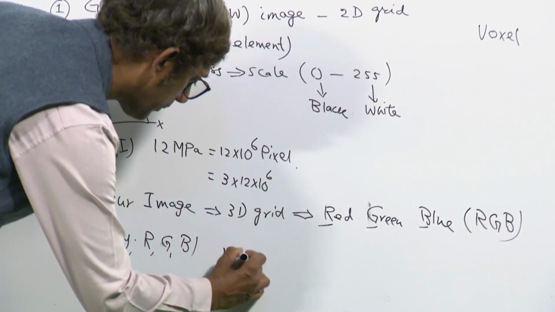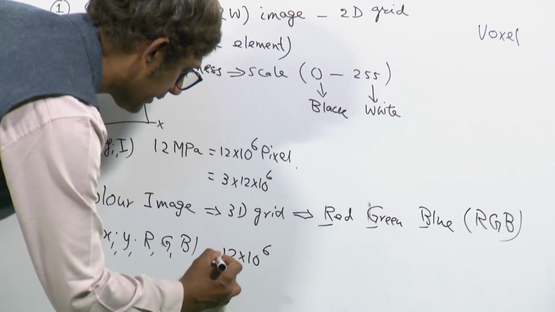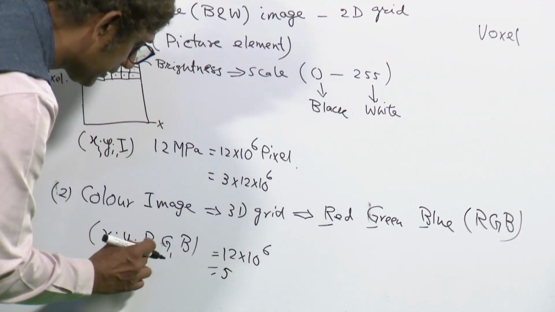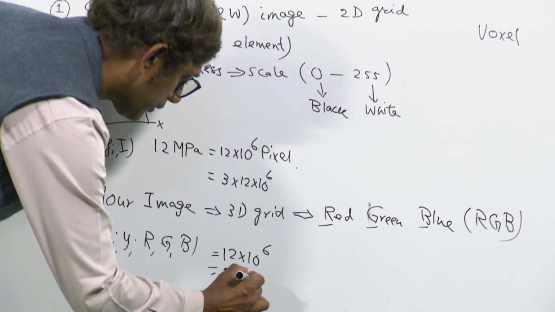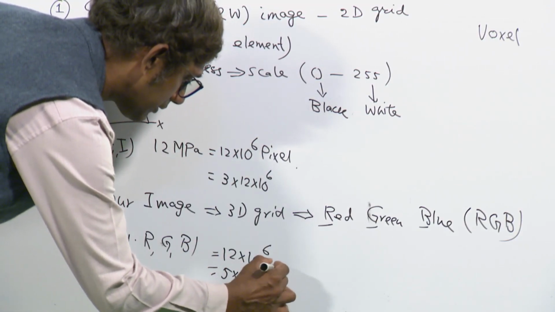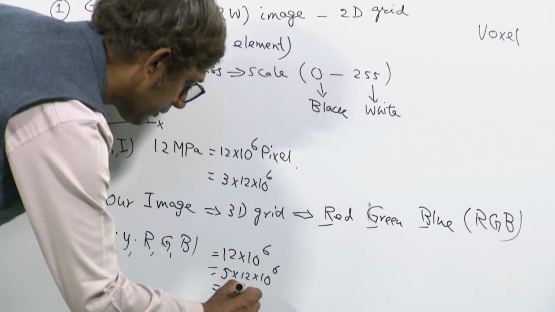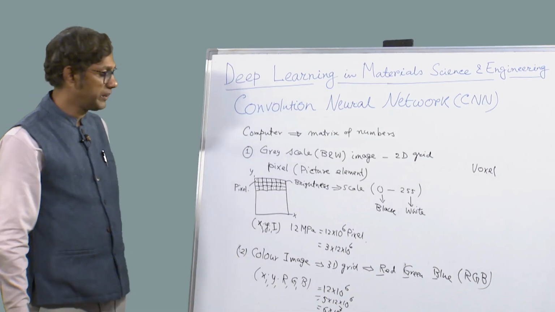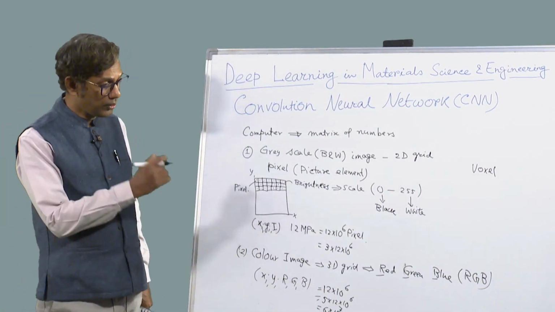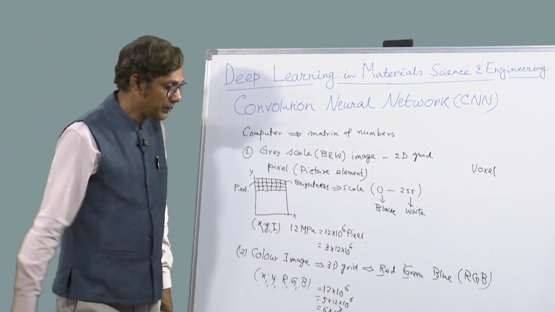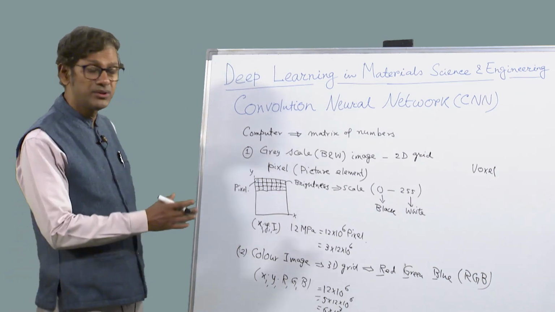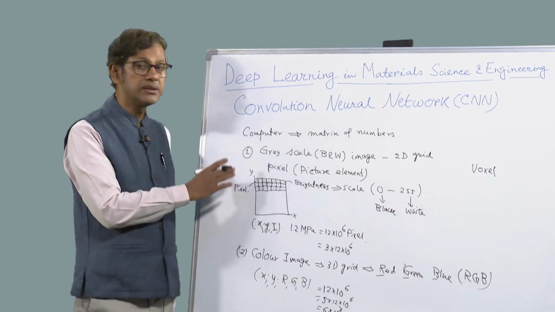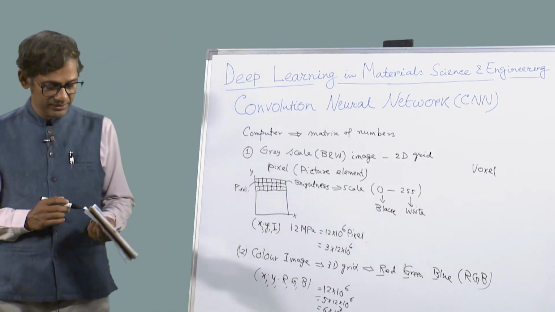So, 12 into 10 to the power 6, and each element, this is the pixel element, each element has 1, 2, 3, 4, 5. So, 5 into 12 is 60. So, that means 6 into 10 to the power 7, that is quite large, almost 6 billion, right, oh, more than that. Anyway, this is the amount of information you need to store, and the computer sees it as numbers, a matrix of numbers.